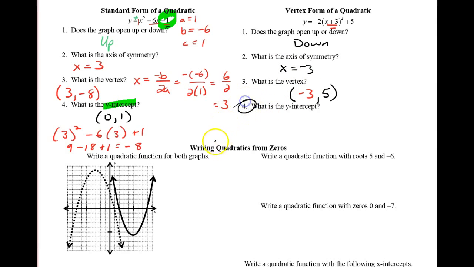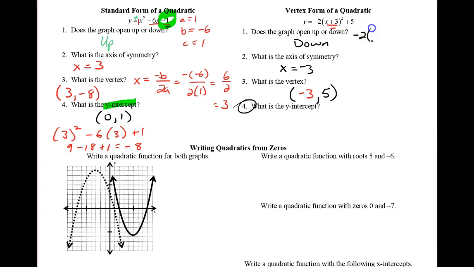Now, the y-intercept is going to require a little bit of work because this is in vertex form. So this tells us the vertex. It's not in standard form. It doesn't tell us the y-intercept. So we actually need to simplify this.